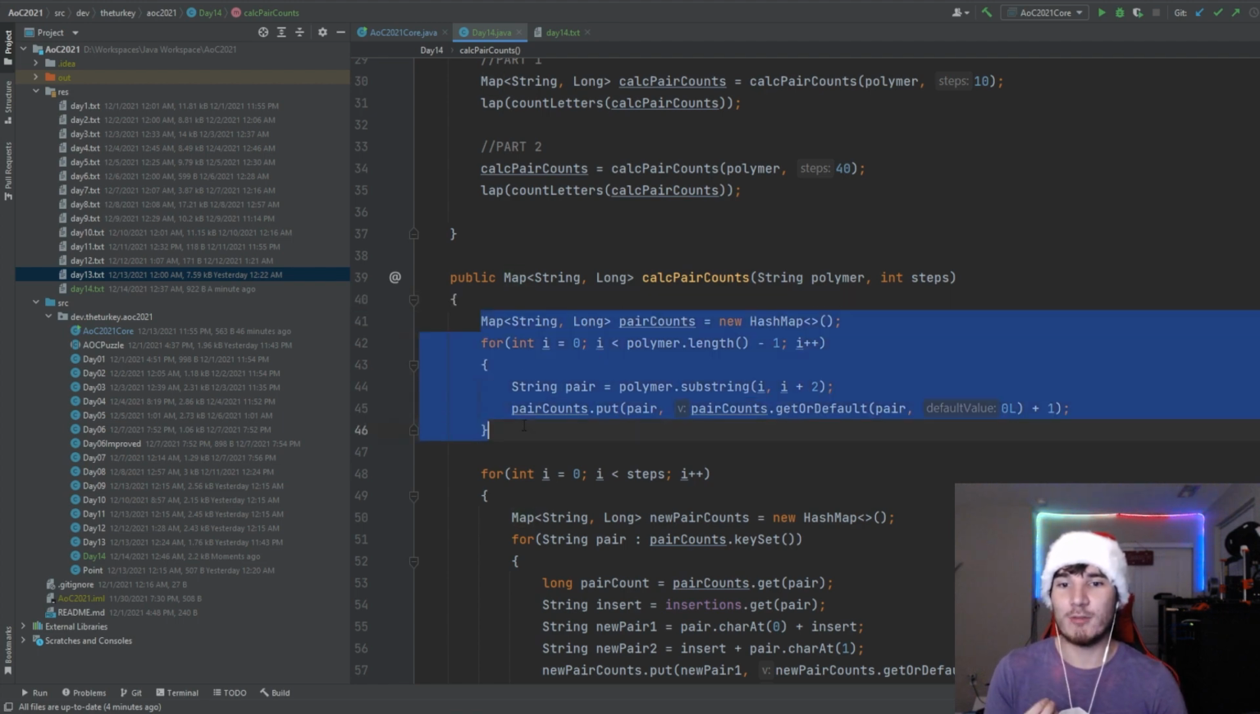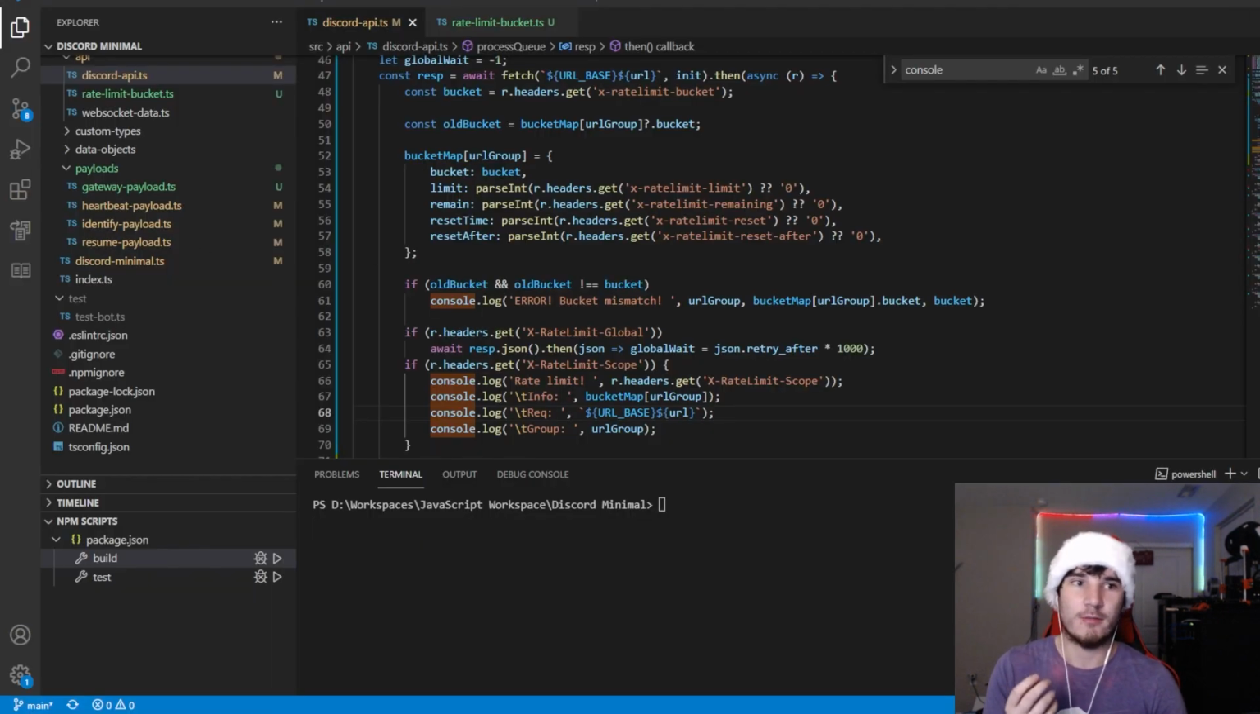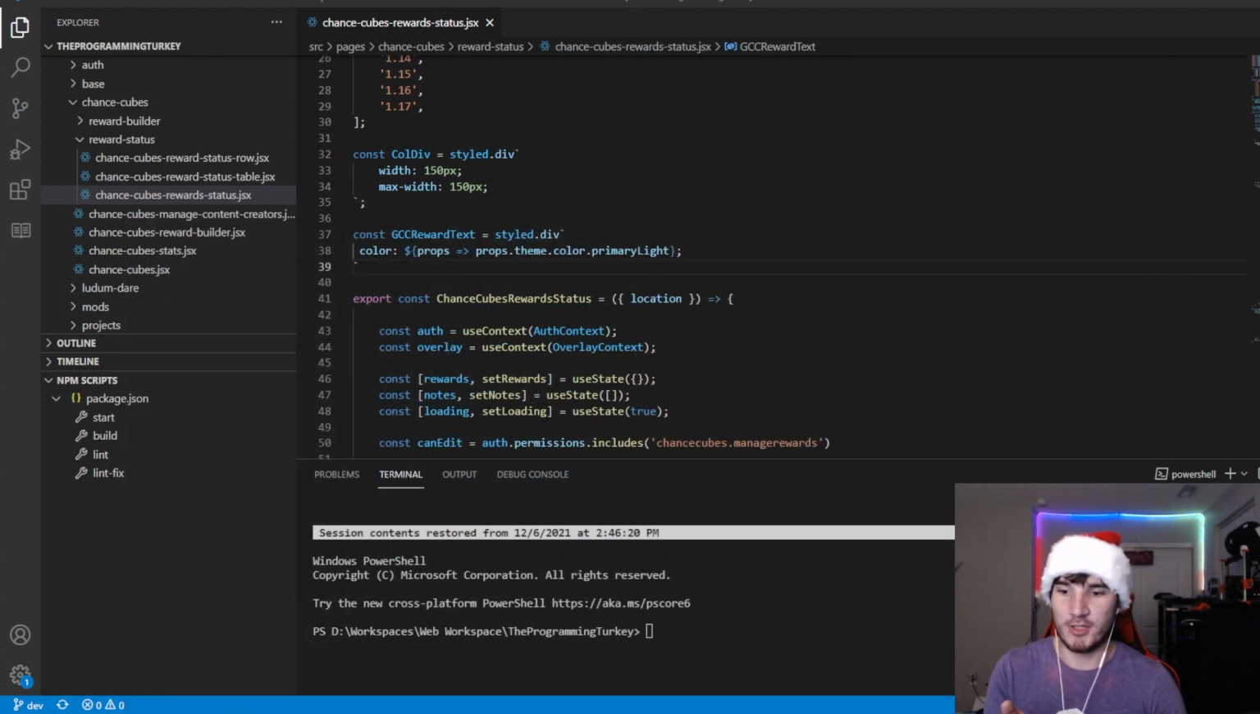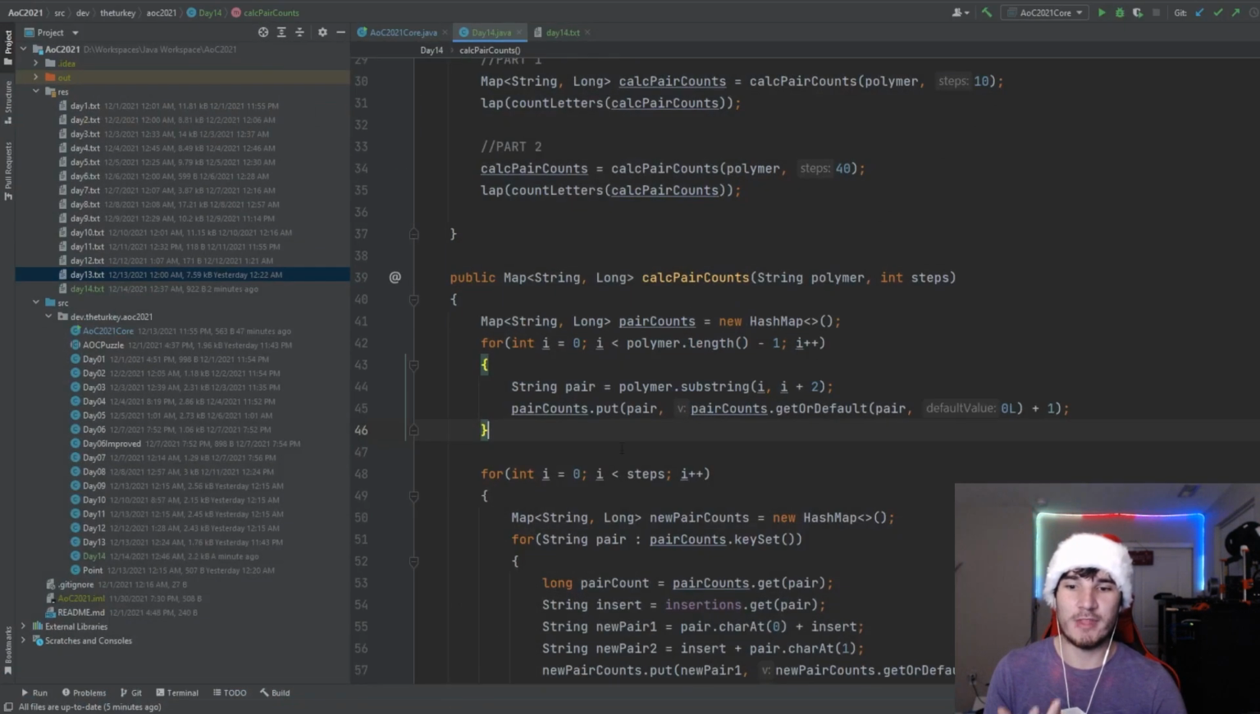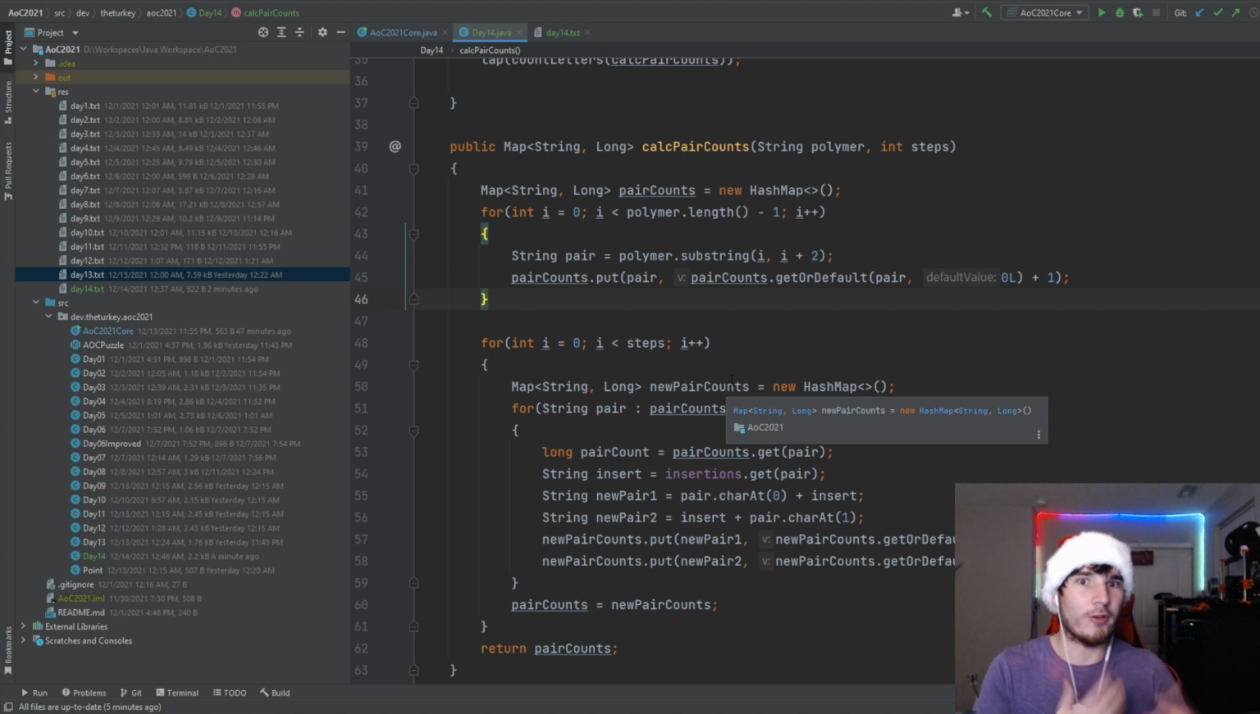And if you look at it that way, basically we can just keep track of, not these are different projects, sorry, we can just keep track of how many of these pairs we have in our string. And we are allowed to get away with that because every iteration, every step, we're just taking a pair and creating two new pairs from it. This CH becomes CB and BH. It's just one pair is now split into two and modified. And from that, we now know the counts of all the pairs for the next step.